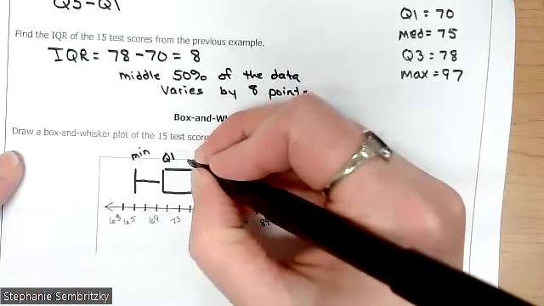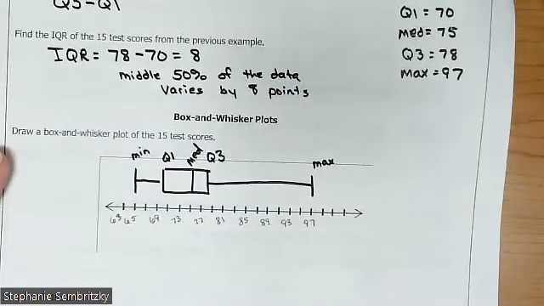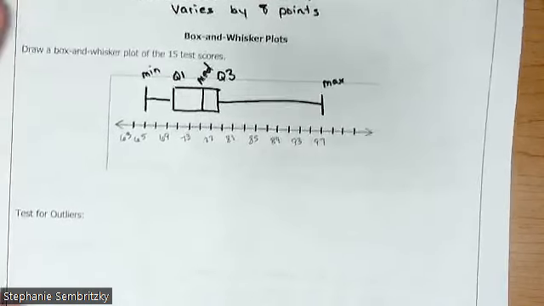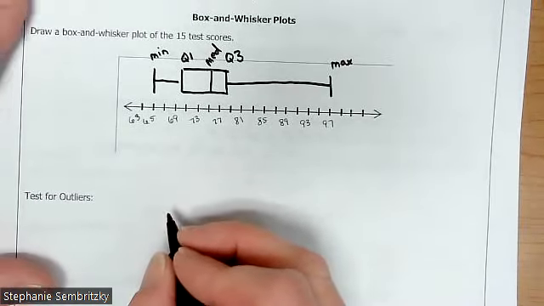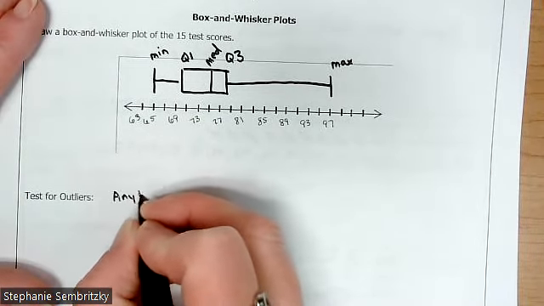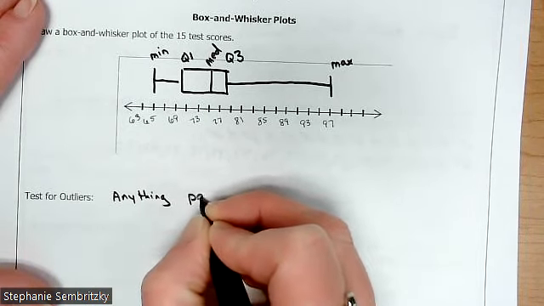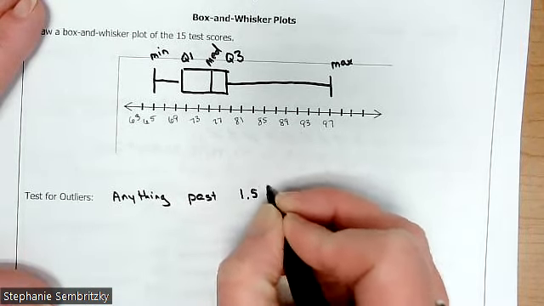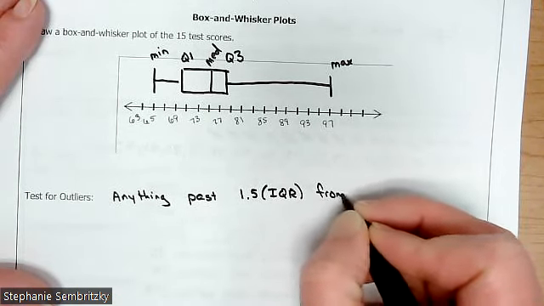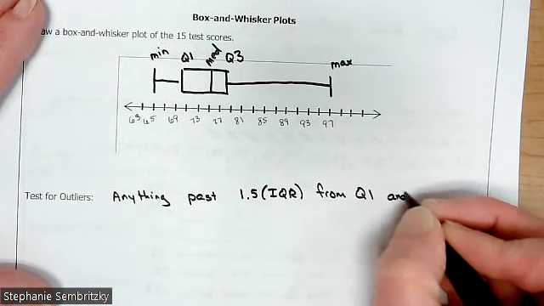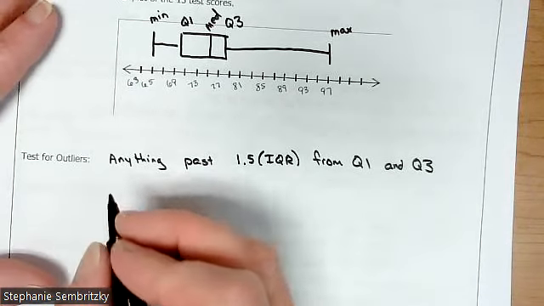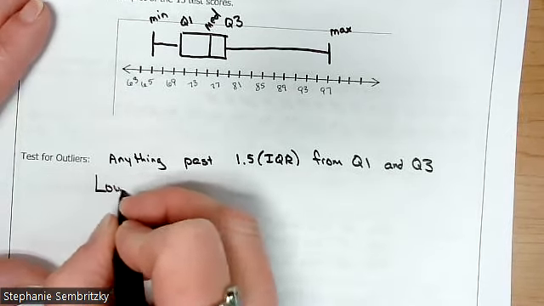Oh, I forgot to say this was the median. But y'all said that 97 might be an outlier. There is a test for outliers. The test for outliers is that anything past 1.5 times the IQR from Q1 and Q3 are outliers. So we're going to have a lower boundary and an upper boundary.